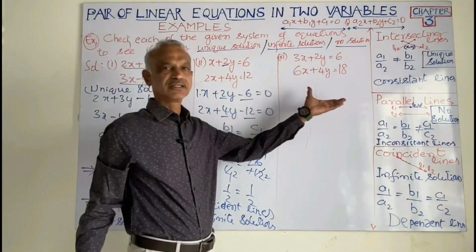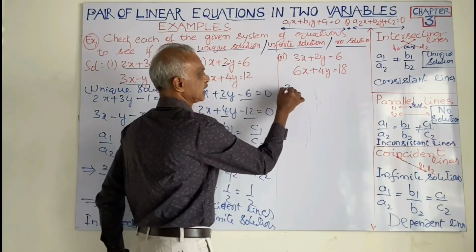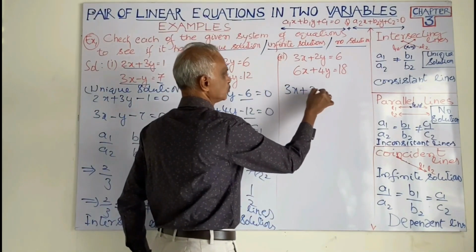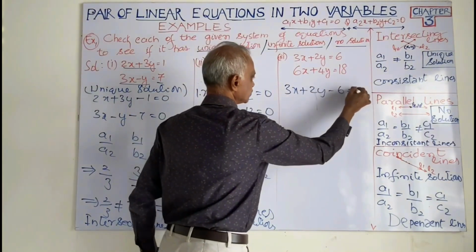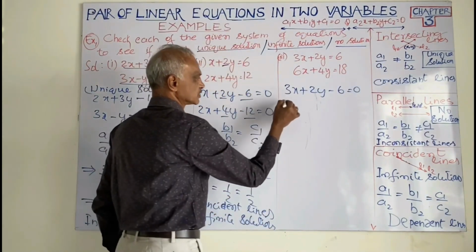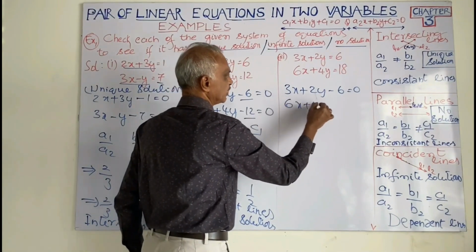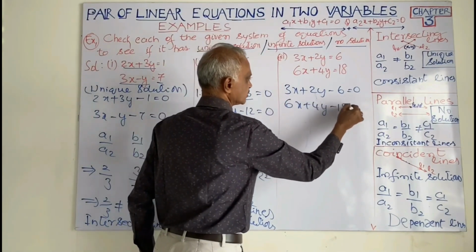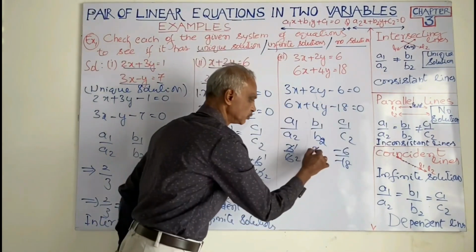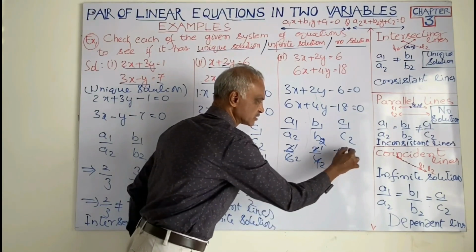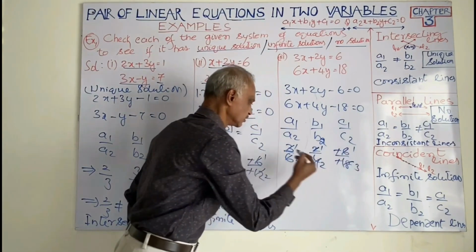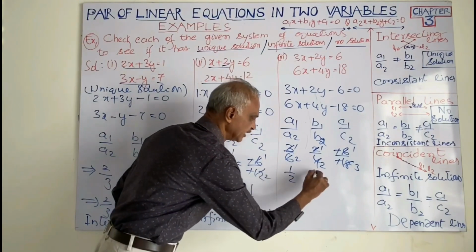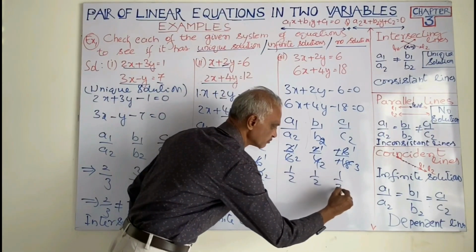Now we will take this example: 3x plus 2y minus 6 is equal to 0, and 6x plus 4y minus 18 is equal to 0. Dividing the coefficients, 3 twos are 6, 2 twos are 4, so A1 by A2 is 1 by 2, and B1 by B2 is 1 by 2, and C1 by C2 is 1 by 3.